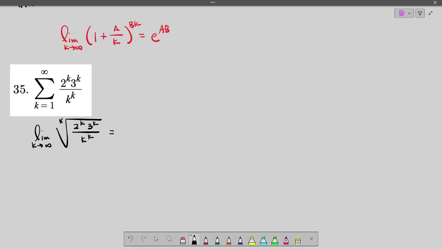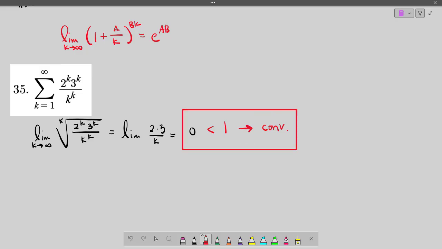So the kth root, that means we're going to take the kth root of each of these factors inside here. So we're going to end up with 2 multiplied by 3 divided by k. And that limit as k goes to infinity is 0. So this one works out beautifully. This is what we like to see with the root test. So there we have our convergence.